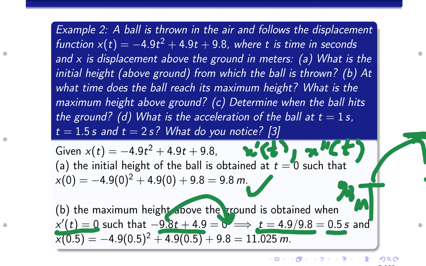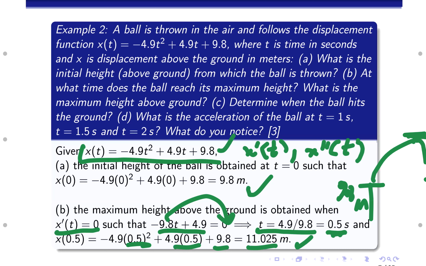So you just put the time you got, 0.5, back in that expression. So you have minus 4.9 into 0.5 squared plus 4.9 into 0.5 plus 9.8. And when you put all of that together, your expression is 11.025 meters. So that means the ball takes 0.5 seconds to reach the maximum height, and that maximum height you obtain by putting 0.5 into the original displacement expression, which translates to 11.025 meters. So that way we have answered A and B.